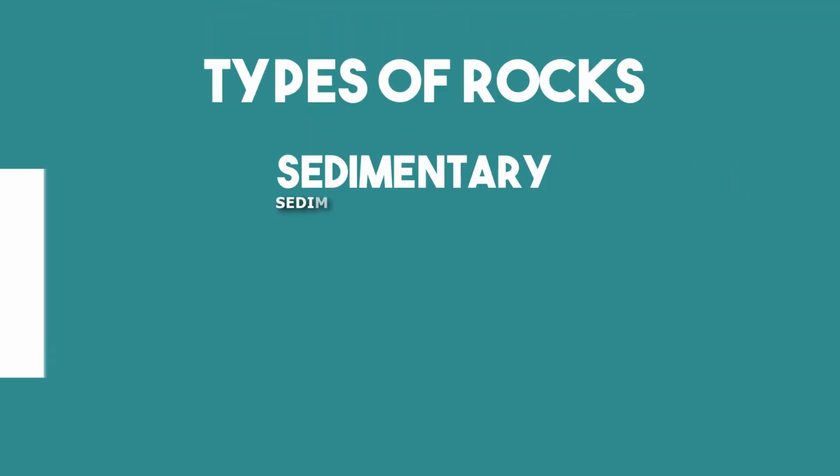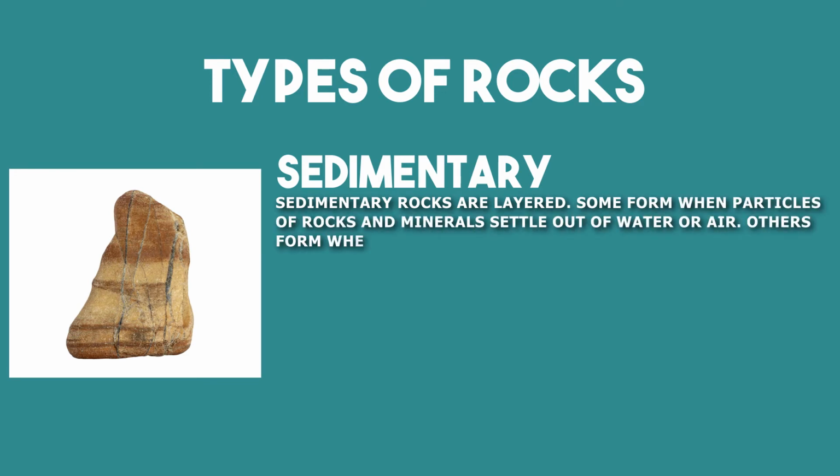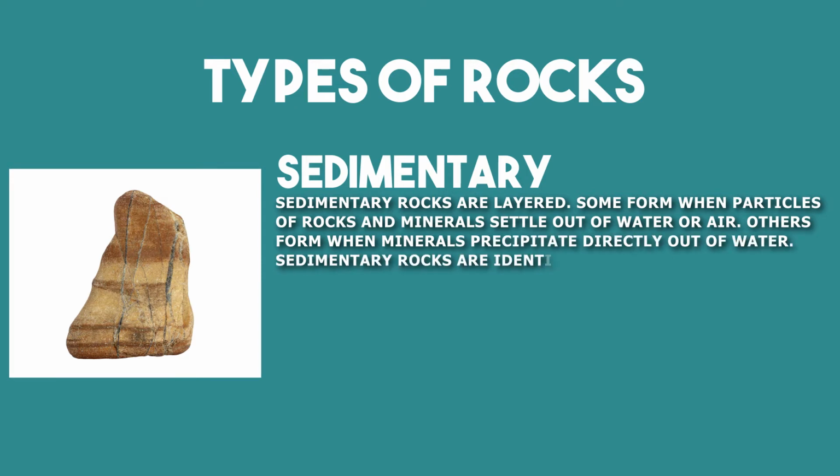Now, sedimentary rocks. So what are sedimentary rocks? Sedimentary rocks are layered. Some form when particles of rocks and minerals settle out of water or air. Others form when minerals precipitate directly out of water. So sedimentary rocks are identified by their minerals and textures.